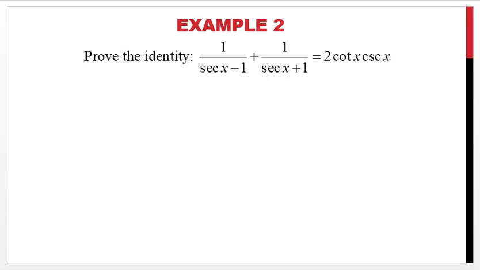Here's a second example, and I will go through this one a little bit faster now, but I do still want to show you a little bit of what happens when you have a choice on which strategy you use. So here we have 1 over secant of x minus 1 plus 1 over secant of x plus 1. We're only going to work with this information, and we're going to try and get it to equal 2 times cotangent times cosecant.